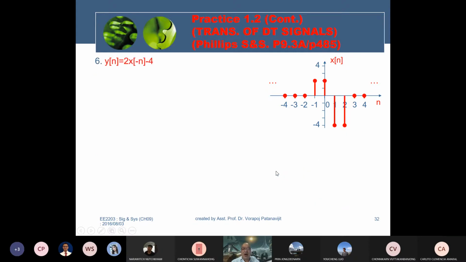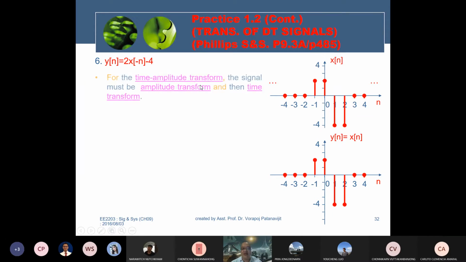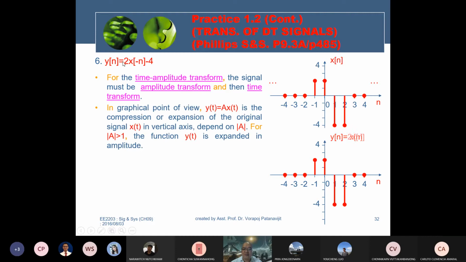Next one, y[n] = 2x[-n] - 4. The 2 represents amplitude scaling, the minus in front of n in the bracket represents time reversal, and minus 4 represents amplitude shifting. For the time and the amplitude transform, the signal must be amplitude transformed first, and then time transformed later. For the amplitude transform, you must process amplitude scaling first and amplitude shifting later.